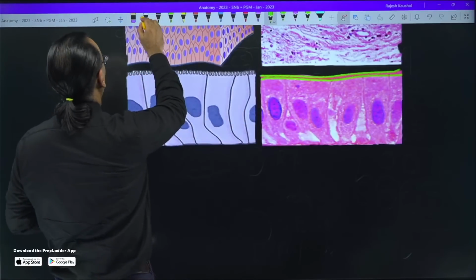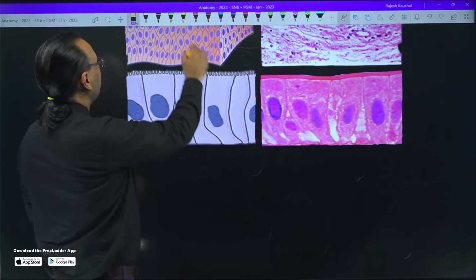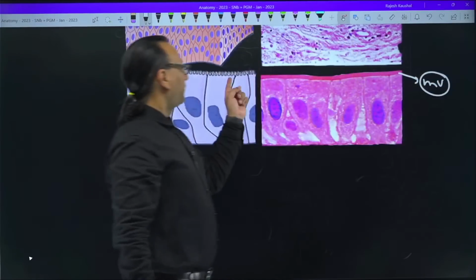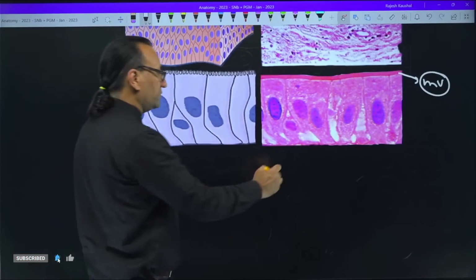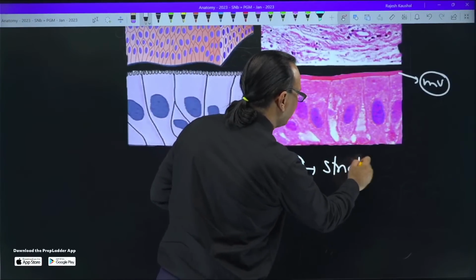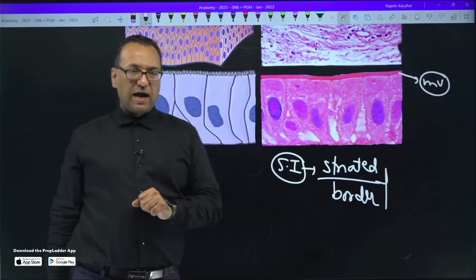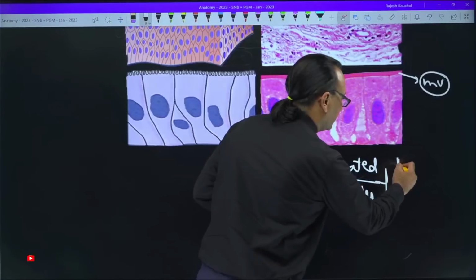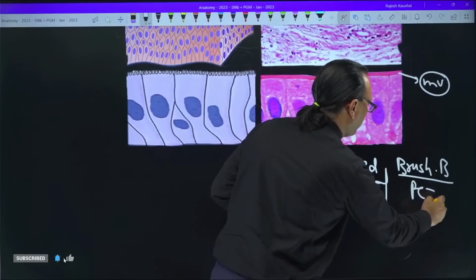Let me rub it off so that you can have a good idea how it will appear. So what is this epithelium? This epithelium, where you see the microvilli, the surface modifications to increase the surface area of absorption, can be seen in the intestine. In the small intestine you will have the striated border, and that striated border is basically the microvilli to increase the surface area of absorption. Now there is a difference between striated border and brush border. Brush border is found in the proximal convoluted tubule of the kidney.